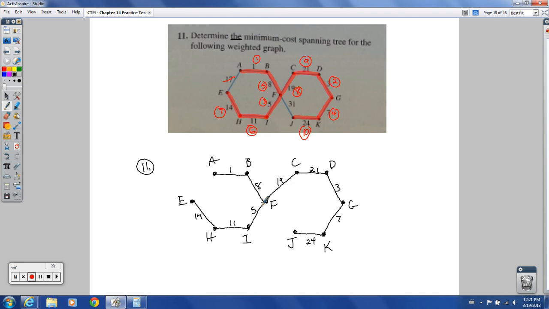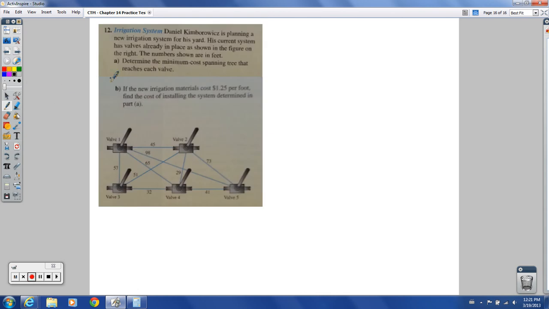It doesn't say you need to find the total value of all these, but all we would have to do with that is just add them all together, and that would give me what that would be right there. Okay, so we don't need to actually do that though. Let's move on to the last one.